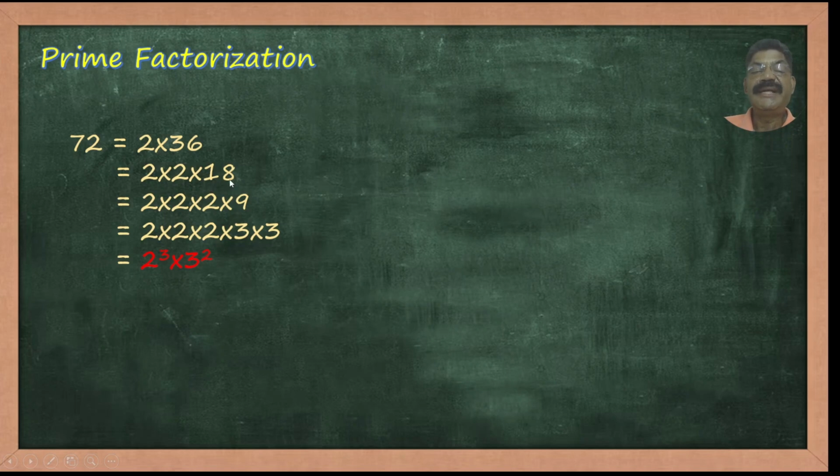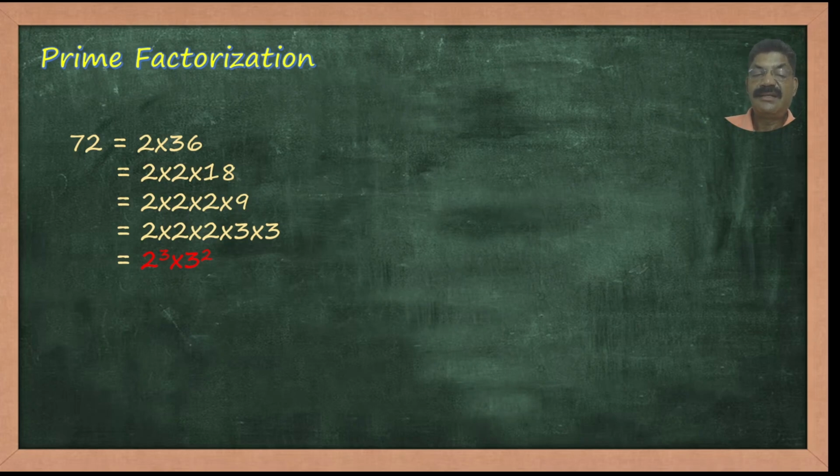Now you look at 18. That is also divisible by 2. Therefore, 2 into 2 into 2 into 9. Again, 9 is nothing but 3 into 3. So, in summary, 72 is equal to 2 cube into 3 square. 2 and 3 are prime numbers. 2 occurs 3 times, 3 occurs 2 times. So therefore, 72 is equal to 2 cube into 3 square.